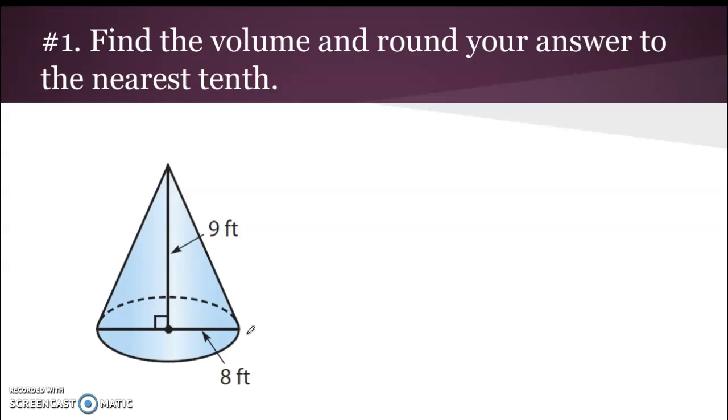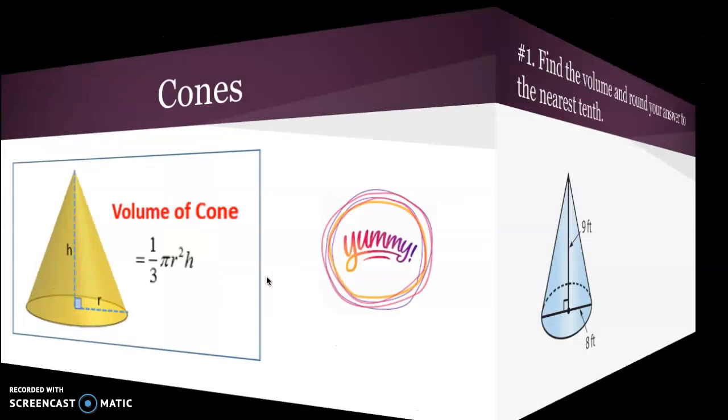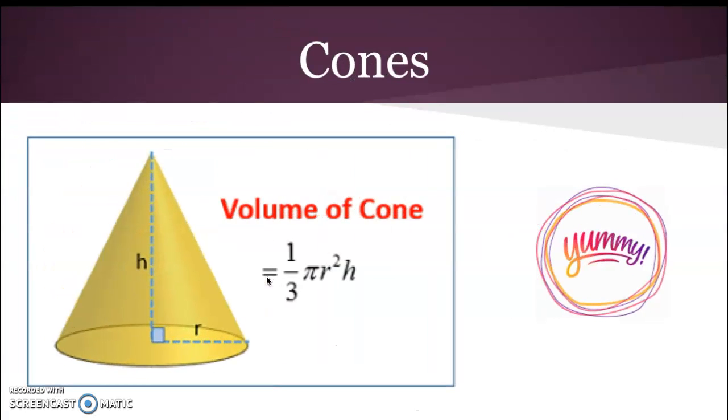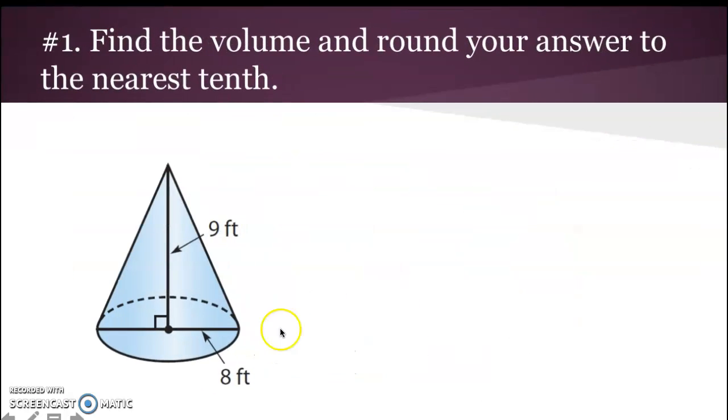First question says find the volume of this shape and round it to the nearest tenth. So again, go back to your notes, copy the formula, 1/3 pi r squared h, and then we're going to substitute. Volume is equal to 1/3 pi r squared h. And remember, you don't have to memorize these formulas. They're on the reference sheets. They will be given to you for any assessment. So let's see what we know. The 9 is my height. This is my diameter, so that means my radius is going to be 8 divided by 2, which is 4.